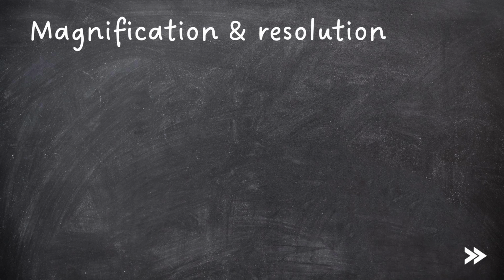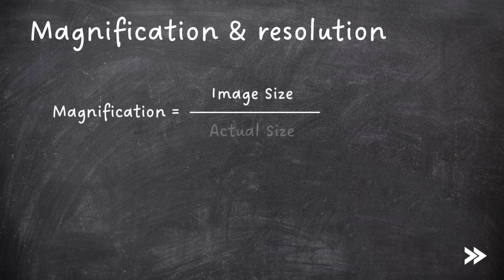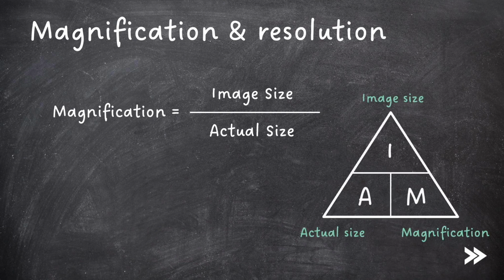Next, we need to learn a formula and two definitions. Magnification equals the image size over the actual size. I always found formula triangles useful when revising for exams, so I've included one here. The formula is easy to remember as it spells I am.